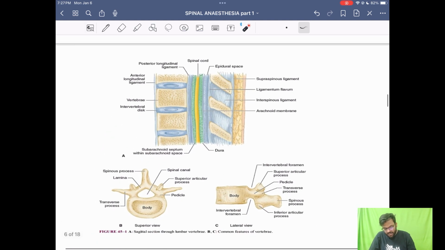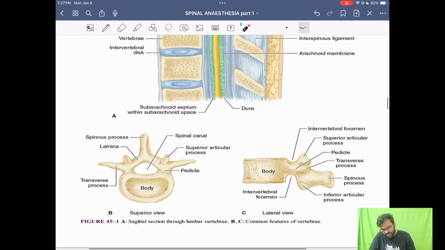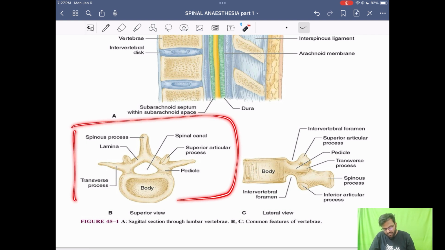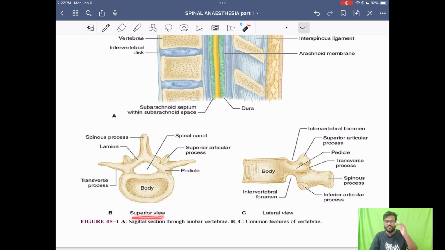Moving on, this diagram is very important as it shows the anatomy of a vertebra in two views. This is the superior view, when we see it from above, and this is the lateral view, which means we view the vertebra from the side. In the superior view, there are two processes: one on the lateral side, the transverse process, and one facing posteriorly, the spinous process.